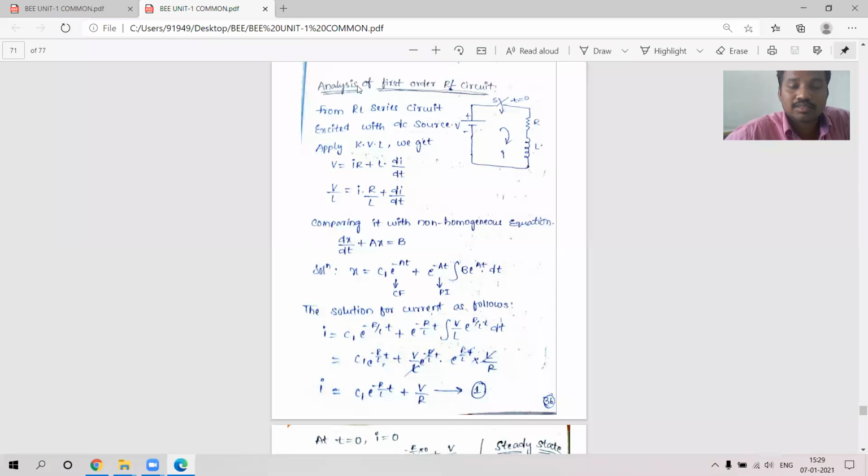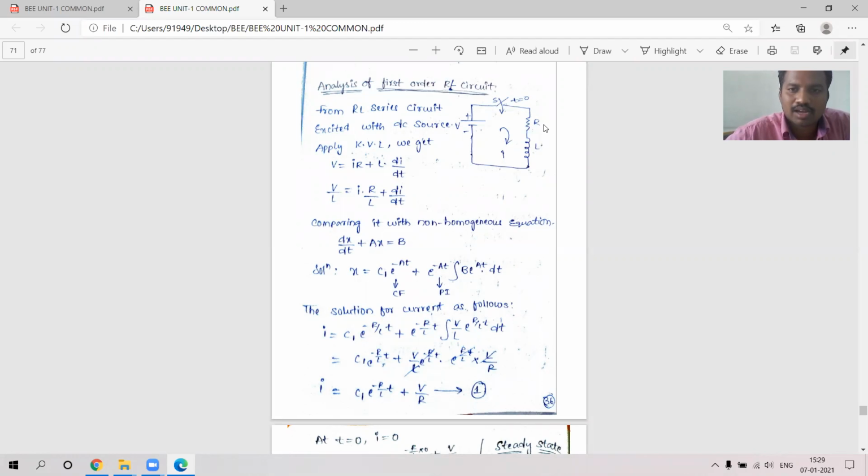My topic is analysis of first order RL circuit. Here the energy storage element is one, so that's why the name is indicated as first order. If both elements are there, that means storage elements are two, then it is second order. So let us see what analysis we are going to do.